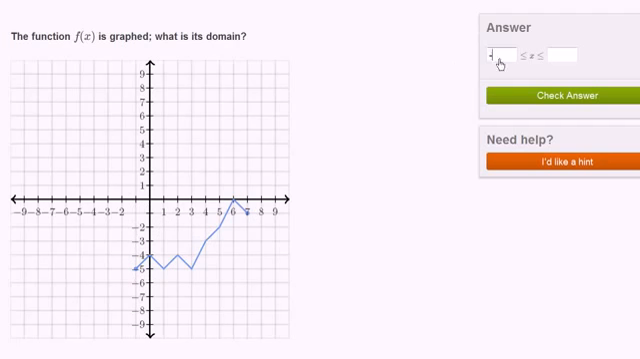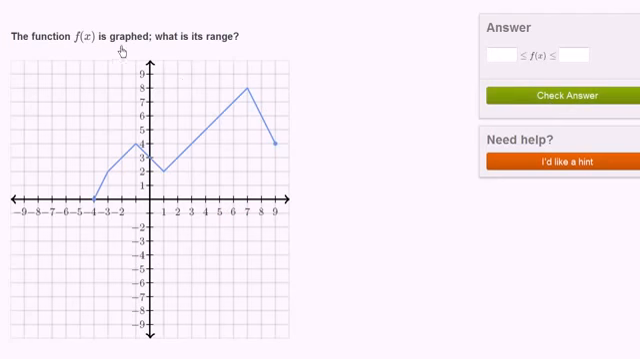So it's defined for -1 is less than or equal to x, and it's defined all the way up to x equals 7, including x equals 7. So this right over here, -1 is less than or equal to x is less than or equal to 7. The function is defined for any x that satisfies this double inequality right over here. Let's do a few more.